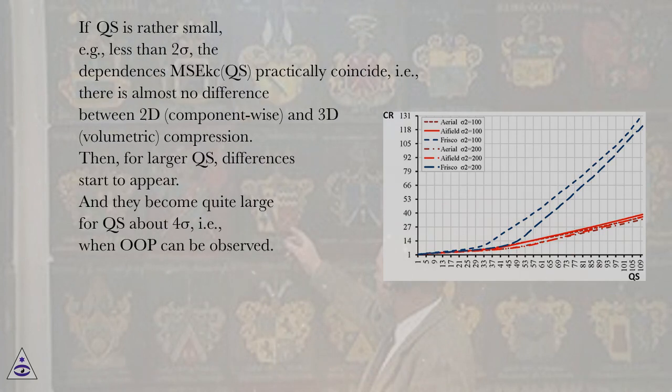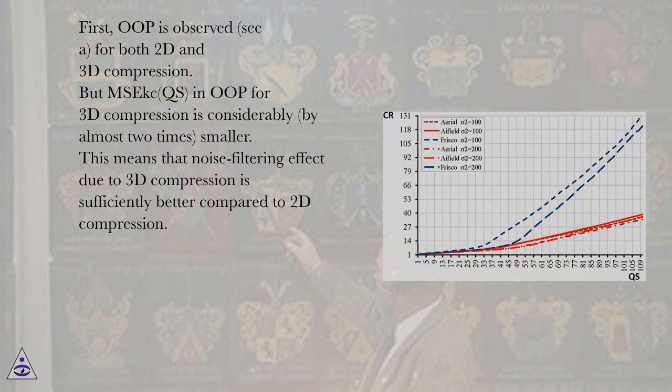If QS is rather small, for example, less than 2 sigma, the dependences MSE versus QS practically coincide, i.e., there is almost no difference between 2D, component-wise, and 3D, volumetric, compression. Then, for larger QS, differences start to appear. And they become quite large for QS about 4 sigma, i.e., when OOP can be observed. First, OOP is observed for both 2D and 3D compression. But MSE versus QS in OOP for 3D compression is considerably, by almost 2 times, smaller.